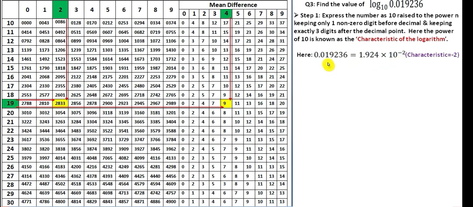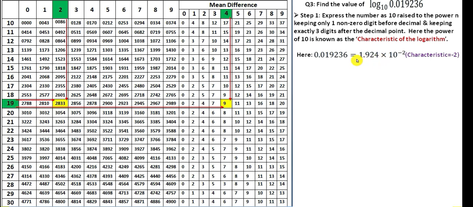If you write all these digits, before the decimal you have to keep 1, the first non-zero digit, so that is 1, it is already used here. The rest of the digits are 9236, so it should be 1.9236 into 10 to the power minus 2. But in the first step we have clearly mentioned that we have to keep exactly 3 digits after the decimal point. So here we cannot write 9236, we have to write the approximate value.